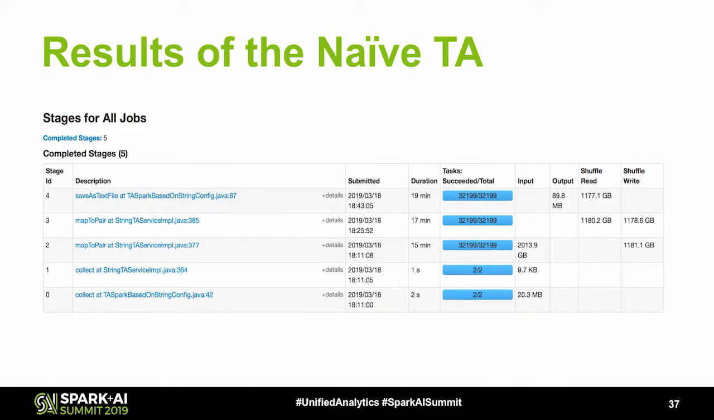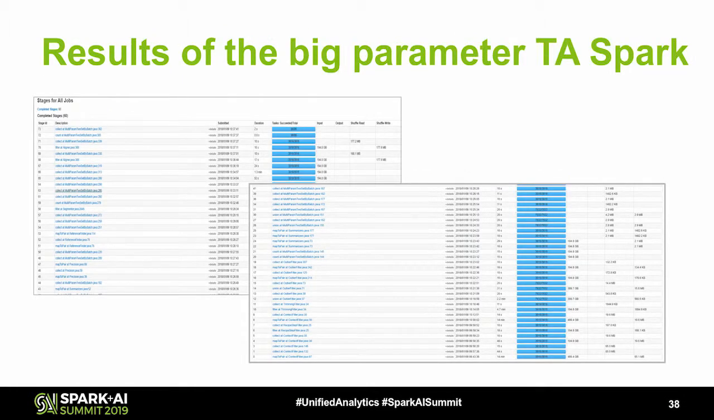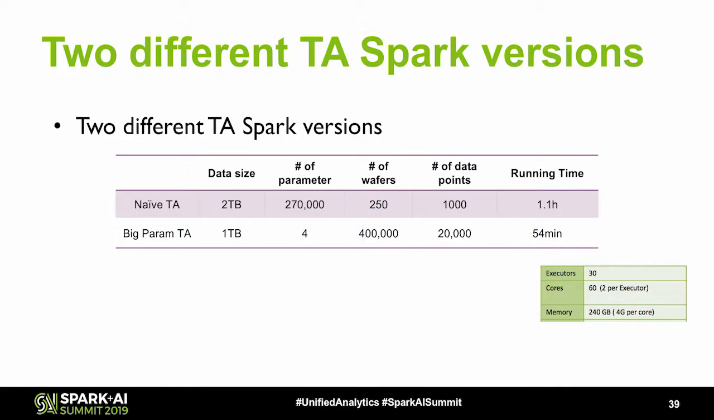So this is the stage view of the Naïve TA Spark version. Since the Naïve Spark just called the TA core algorithm, it doesn't have many stages required for running TA. For the new Spark version for big parameter, the number of stages increased due to the action commands we used. Note that the amount of shuffling data is not that large, indicating that we extract only the necessary statistical summaries from raw trace data. And data loading from disk takes almost all of the running time.